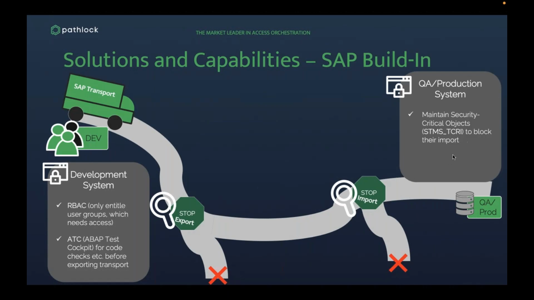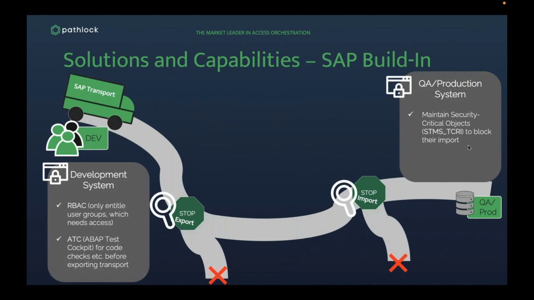On the other hand, for the QA and production system, you can maintain security critical objects. It's transaction STMS, TCRI, and you can maintain there some objects to block their import. For example, you could block some so-called XPRA. It's a report which is automatically executed after importing. And you could say, I don't want such a thing in my system, and so you block it completely. So you can add another layer of protection here.